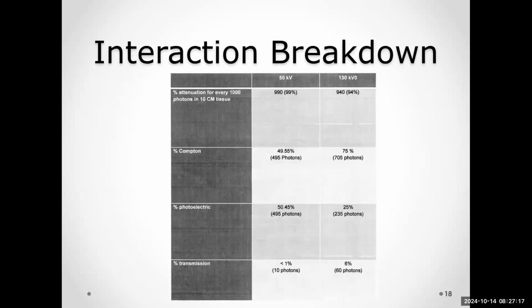So let's look at some more here. Hopefully, this is not confusing. I hope this is actually helpful, but if you look at this breakdown, the first row says the percent of attenuation for every 1,000 photons in 10 centimeters of tissue. So first of all, let's back up and make sure that everybody remembers what attenuation is.